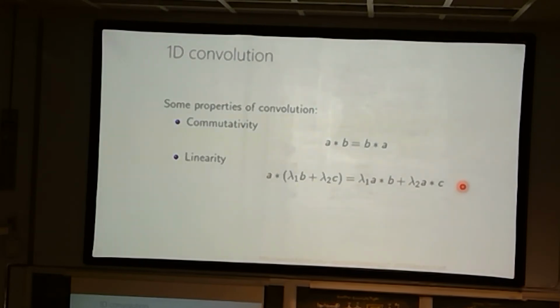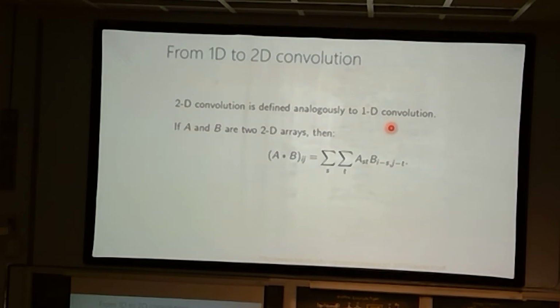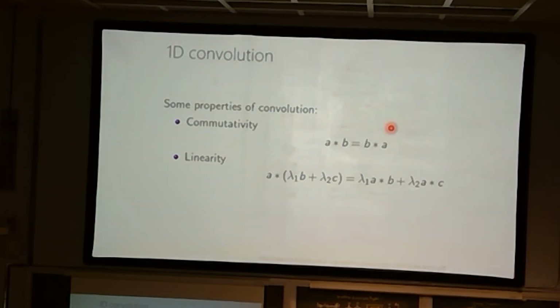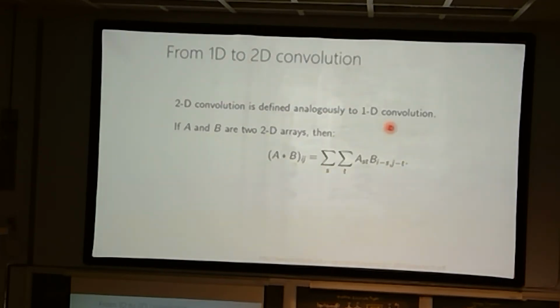So what are some of the properties of convolution? Commutativity, linearity. Linearity is nice because we're going to be doing gradients through them. That gives you a sense of what happens in 1 dimension. 2 dimensions isn't terribly different. It's just that everything is now a matrix instead of a vector, and so you convolve the matrix A with the matrix B.